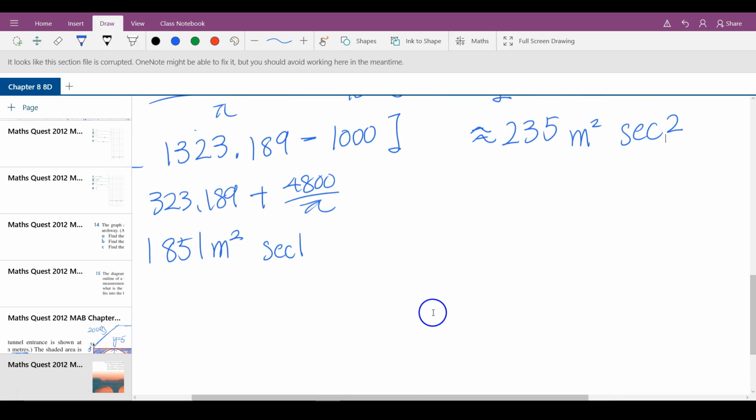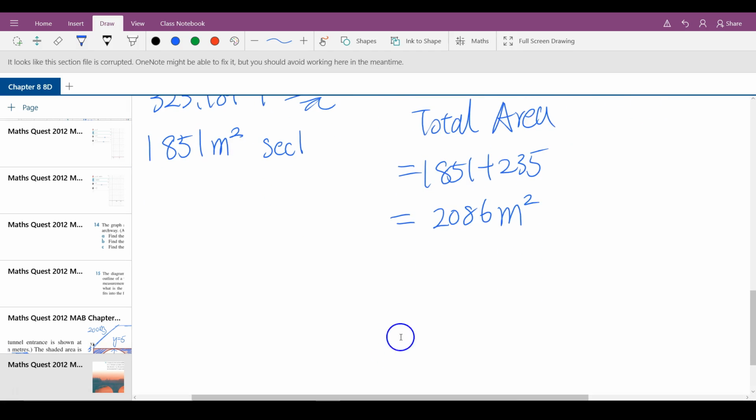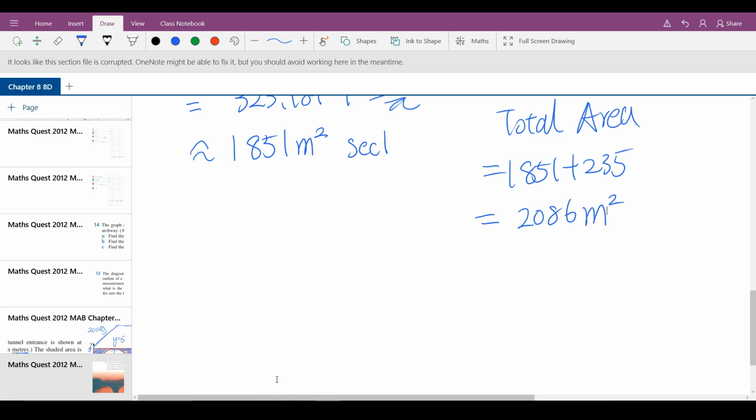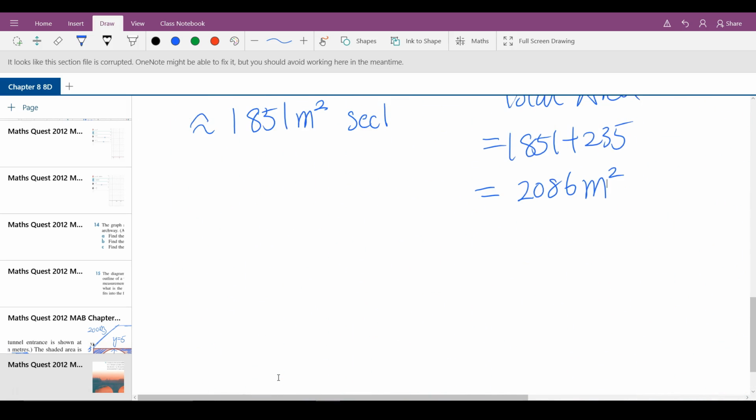So the total area is equal to 1851 plus 235, which gives 2086 meters square. All right. So the question said before, what's the question? One tree is planted per 12 square meters. So how many trees? So we got that amount of total area. So 2086 divided by 12.